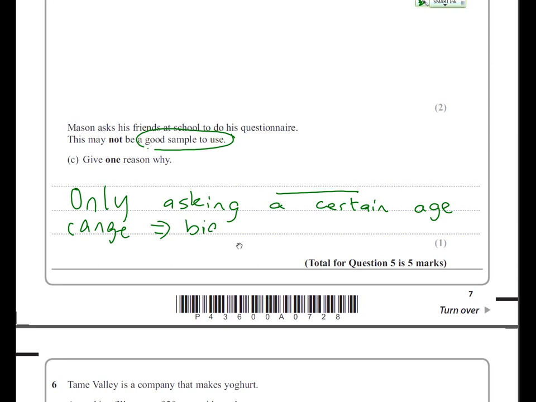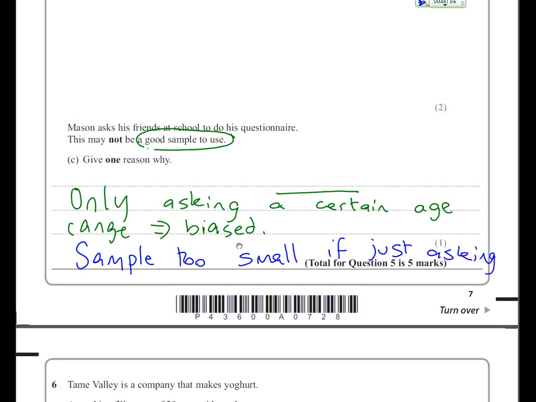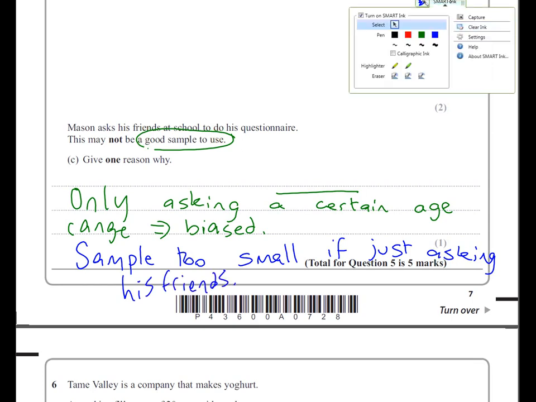And another reason is, if it's only his friends, unless he's Mr. Really Popular, knows everyone in the country, the sample will be too small if he just asks his friends. Does that make sense? You'll notice that sometimes I do a bit more work than is required just for you learning the questions, basically. So you've got a choice of what to put. Okay. Next one. Let's clear that off.